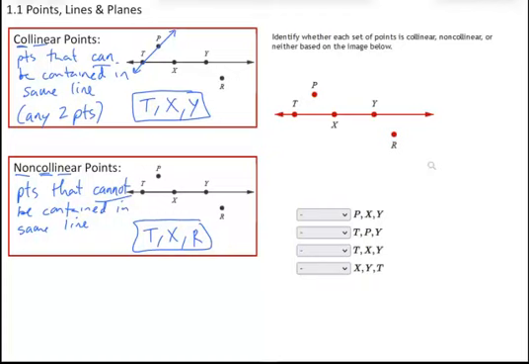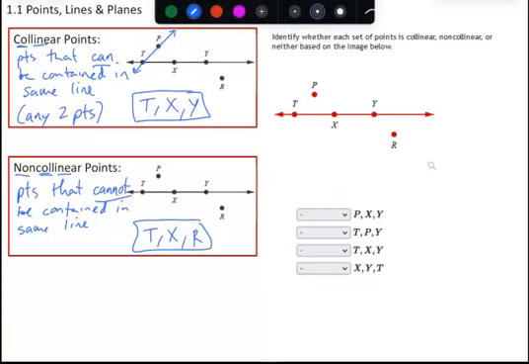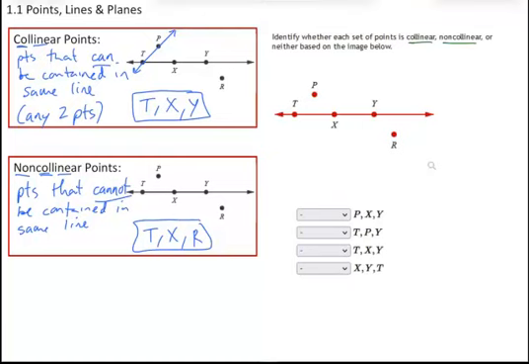All right, so based on those definitions, go through this next question over on the side, please. You're just finding here, is the set of points that they give you collinear, non-collinear, or neither? Neither really is just a distractor. That's never going to be an answer. A set of points is either collinear or non-collinear. It can never be both, and it can never be neither. See if you can answer for those 3 sets of points, please.